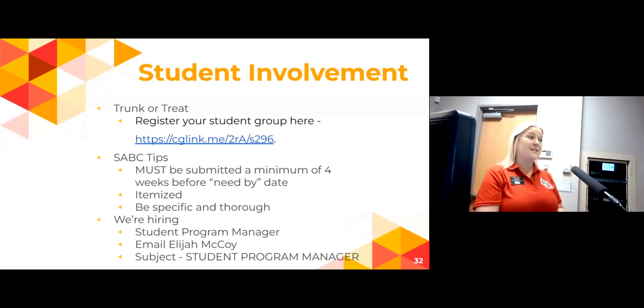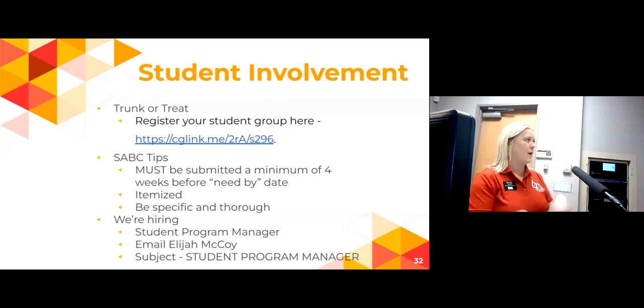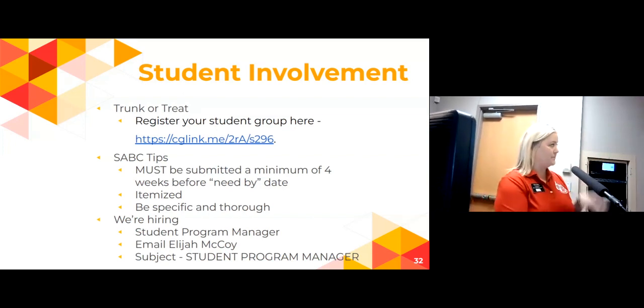So if your student organization is interested, it's a pretty cheap event. It's fun. Hopefully we'll have good weather. So please register for that.